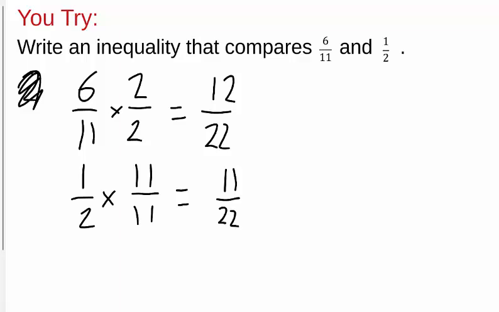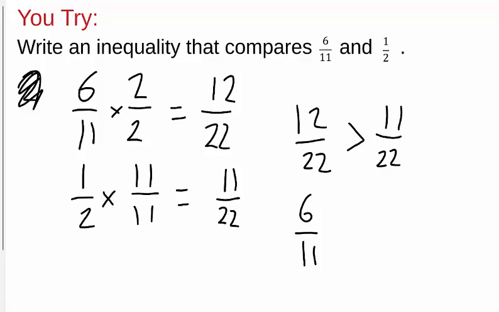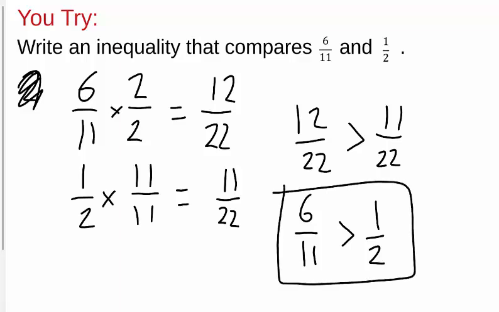And so we can see that 12 over 22 is greater than 11 over 22. Or, going back to the original, 6 over 11 is greater than 1/2. Now, I didn't tell you on the last one, we could write this a different way. We could flip it. Let me box this. We could also say that 1/2 is less than 6 over 11. Both of these are correct.